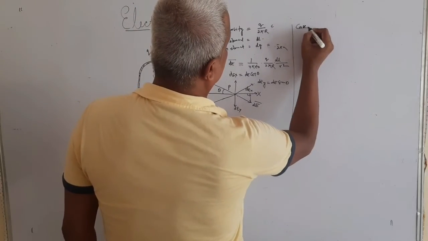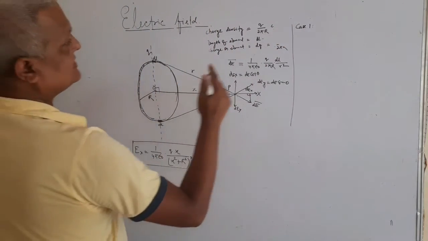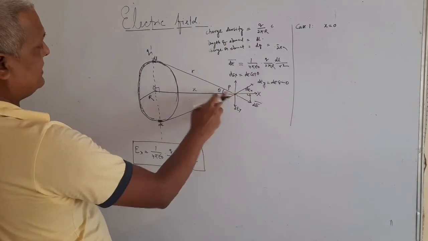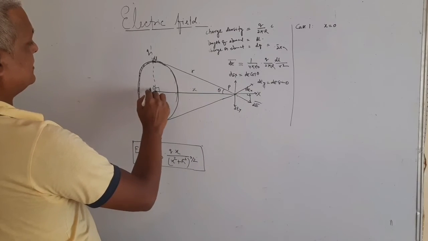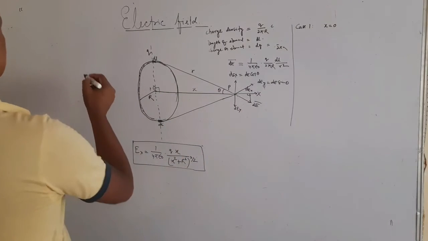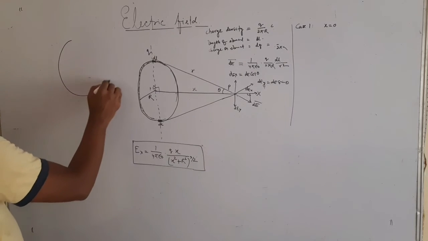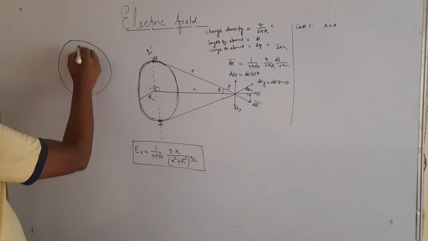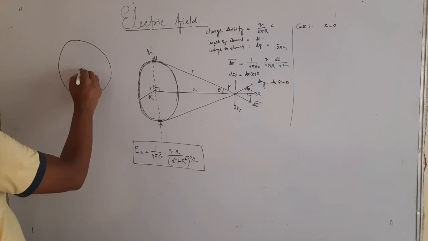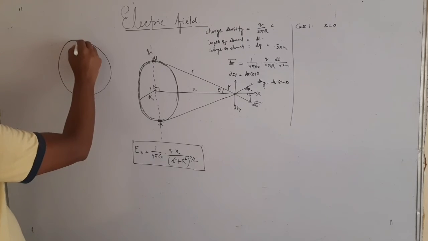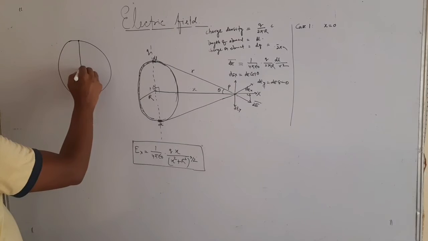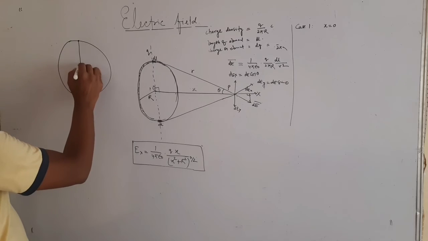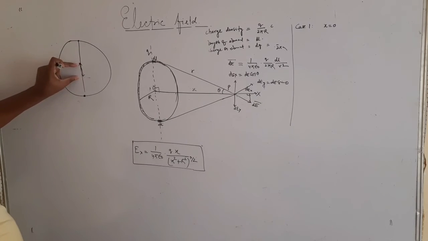First case 1. Suppose this x is 0. So if x is 0, the point P will coincide with O. So P will come here. So now what you see is something like this: this is your ring and you are trying to find the field at this point. If you take this element and this element, 2 elements, this is my dl. Because of this I will have one component in this direction, and because of this I will have another component in this direction. They will be equal and opposite, they will cancel.